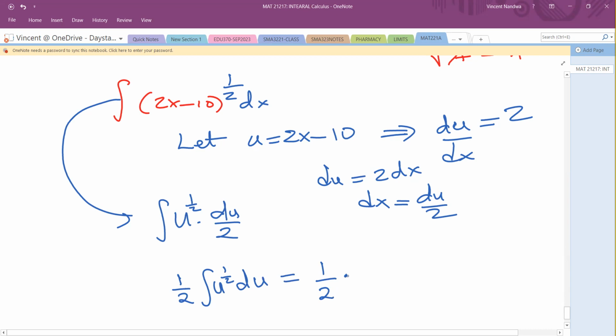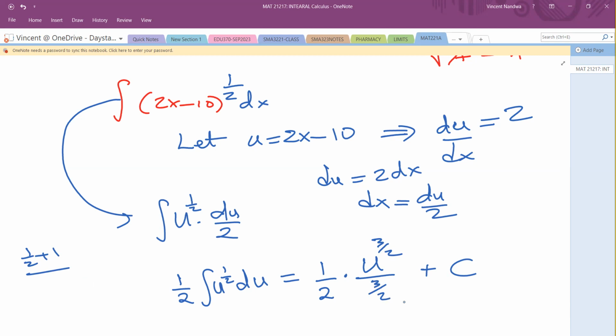So what is the new power of u after integration? It will be 3/2, because we are adding 1 to the power, then dividing by the new power. We'll have a half plus 1, which is 3/2. Then divide by the same new power. So when you say u over 3/2, it is the same thing as using the reciprocal of that fraction.